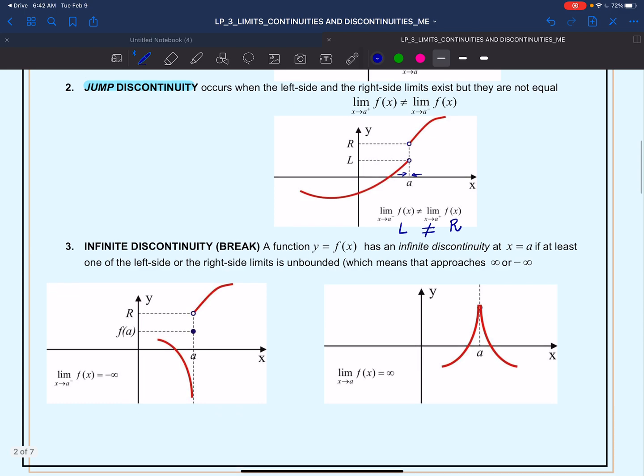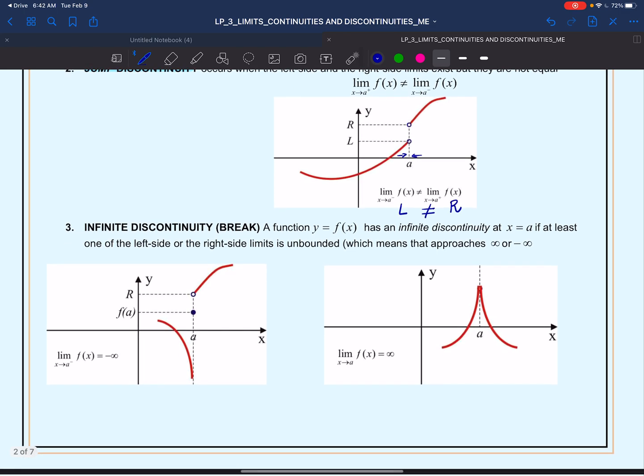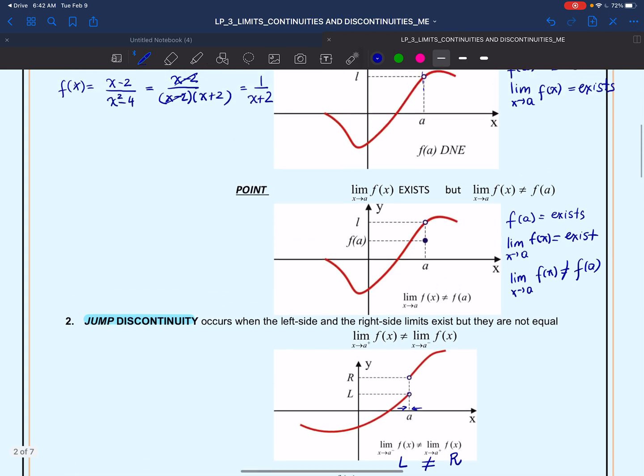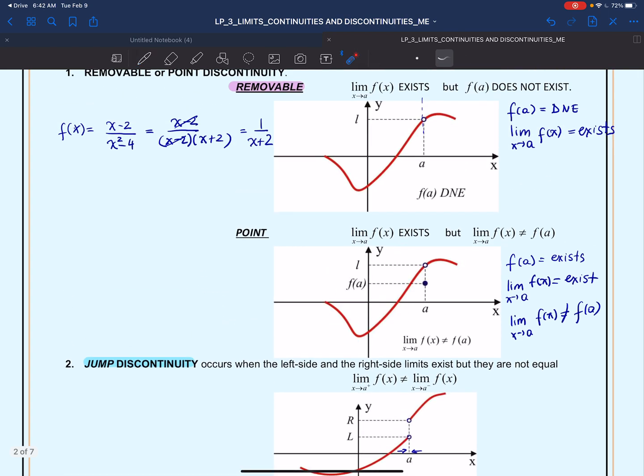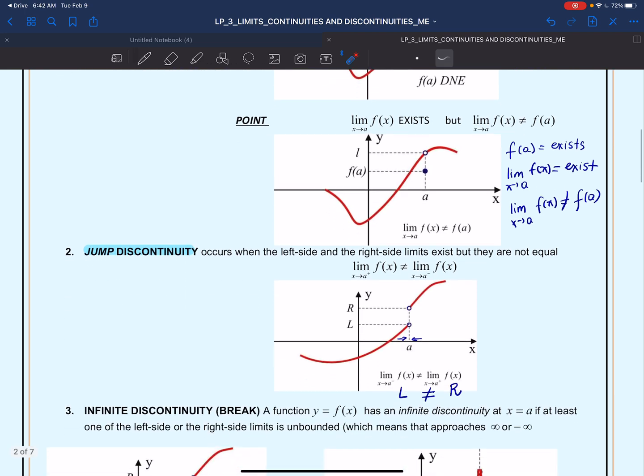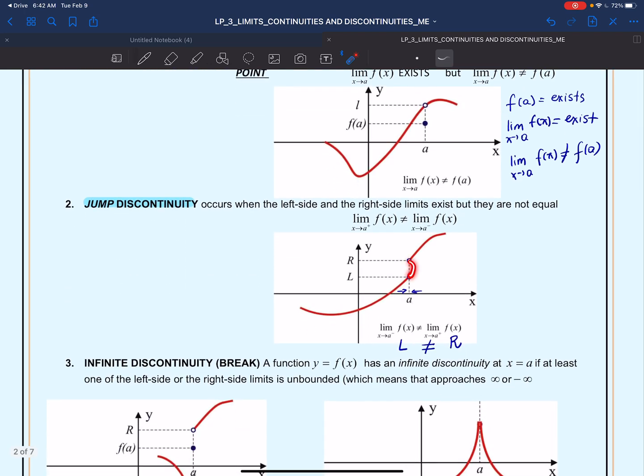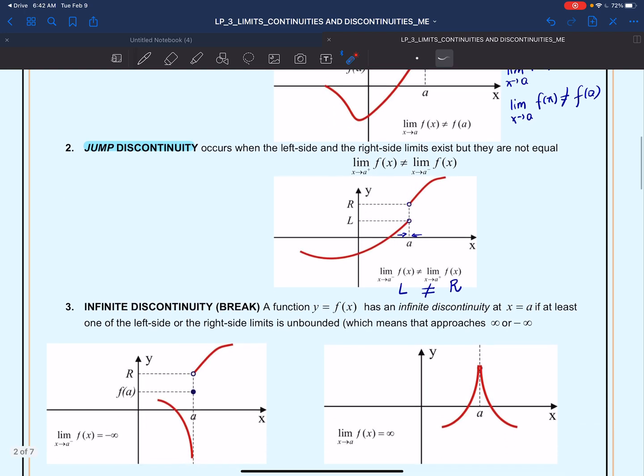Now, the third type of discontinuity we look at is what we call the infinite discontinuity. Now, remember that the word discontinuity means a break, okay? So here we have a break by 1 point only, okay? And here we have a break by 1 point, so these are kind of similar. Here we have a break by a jump in the x values, so that's why it's called a jump discontinuity.